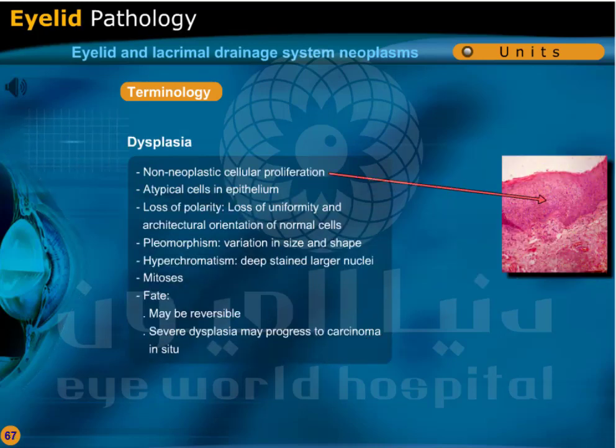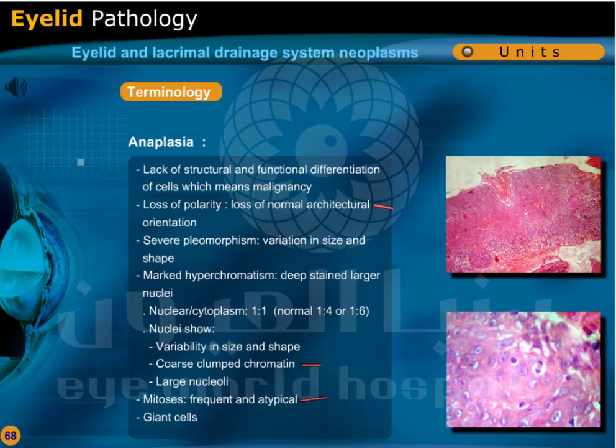Dysplasia. Dysplasia is non-neoplastic cellular proliferation. Atypical cells are present in the epithelium. There is loss of polarity, loss of uniformity and architectural orientation of normal cells. Pleomorphism is variation in size and shape.